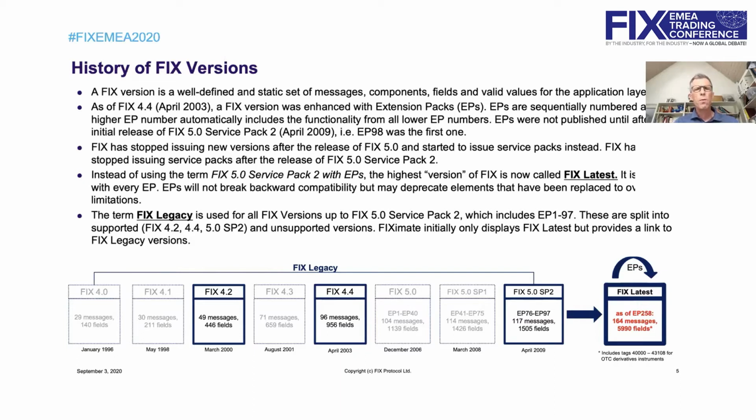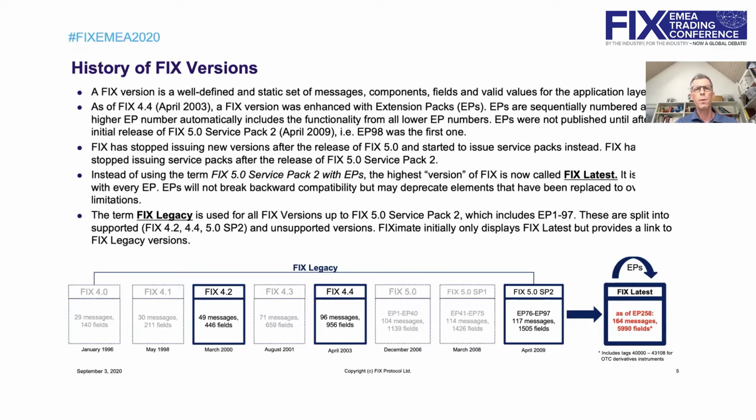So a FIX version is always a static set of messages and components, fields, values for the application layer. And starting with FIX 4.4 in 2003, we used extension packs to incrementally enhance the functional scope of FIX and giving them a number. And the higher number automatically includes all the functionality available from the lower numbers. But we didn't start publishing them separately until FIX 5.0 Service Pack 2 in April 2009, which is obviously also now more than 10 years ago. So EP98 was the first extension pack separately published.